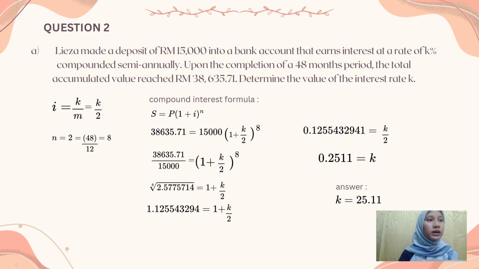Now we substitute everything into the formula, and next we move 15,000 to the left side to divide into 38,635 ringgit and 71 cents. After that, to get rid of the power of 8, we take the 8th root, then subtract 1. Lastly, multiply it by 2. Because the rate is in percent, we should multiply the answer by 100%. So this is the final answer.